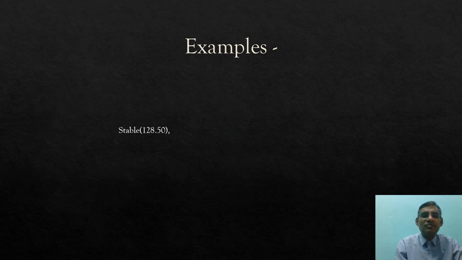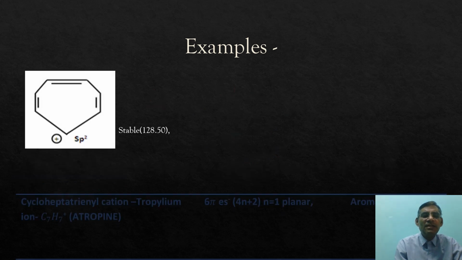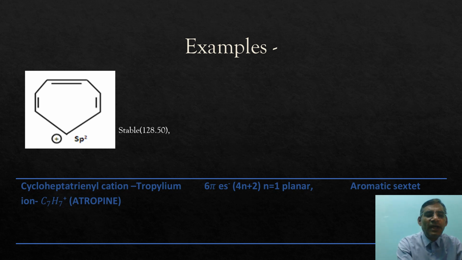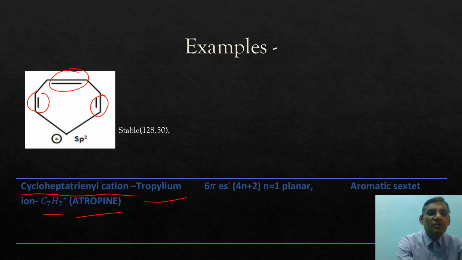Now see, the next one is the cycloheptatrienyl cation. Cycloheptatrienyl cation, that is the tropylium ion. What is its formula? C7H7 plus. It is also known as atropine. Here this is 2, 2, 2. So total 6 pi electrons are there.